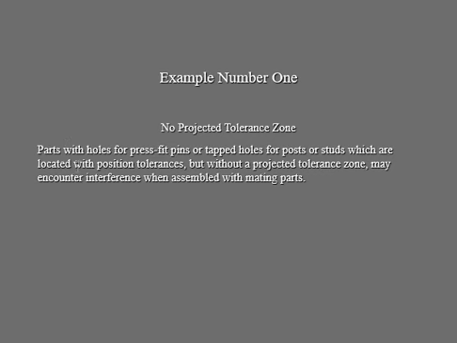Now we'll get into example number 1, where you can see no projected tolerance zone. So your parts with the holes are going to work with the press fit pins, and or your tap holes that are going to serve for your studs in your design. Of course, they're all located with your position tolerance, because position tolerance is completely telling you where they're going to be on that part. So the location of each one of them is really important.